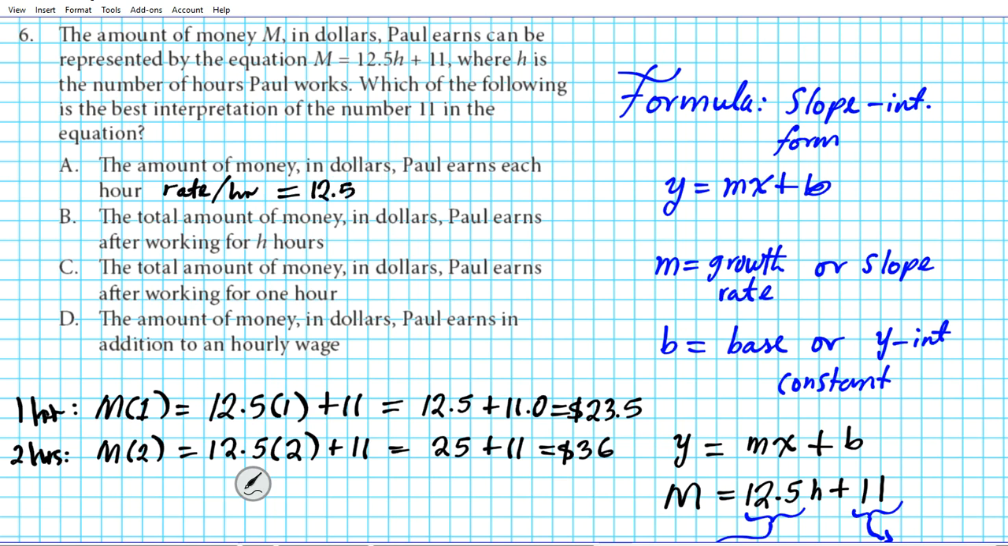12.5. Is that what we're looking for? No. The question asks for what is the significance of the number 11? Okay? 12.5 represents the rate per hour. Let's take a look at option B.